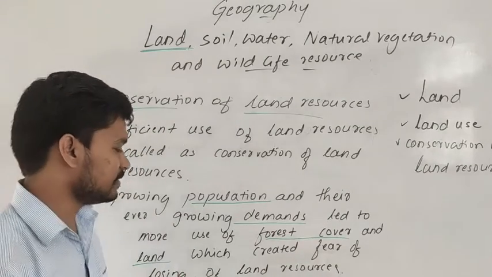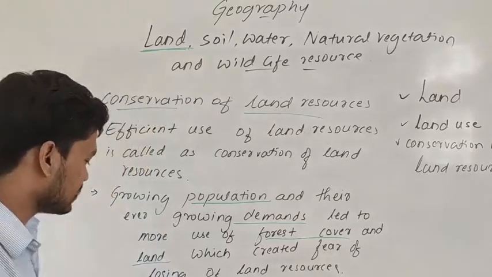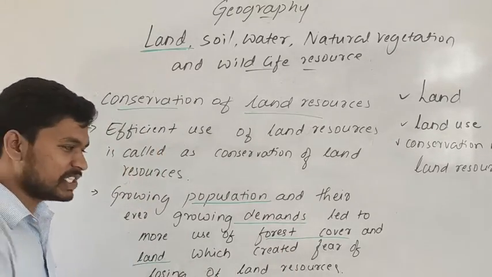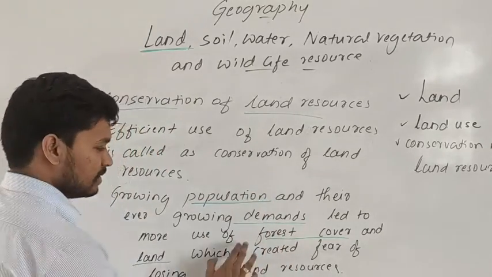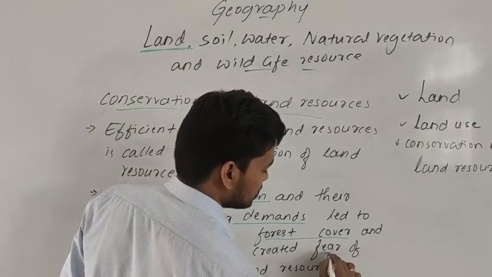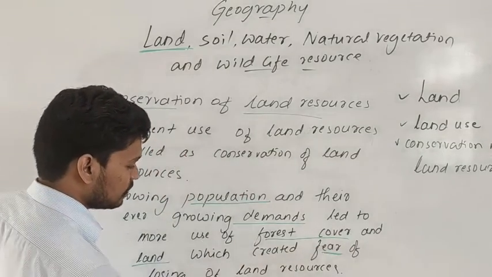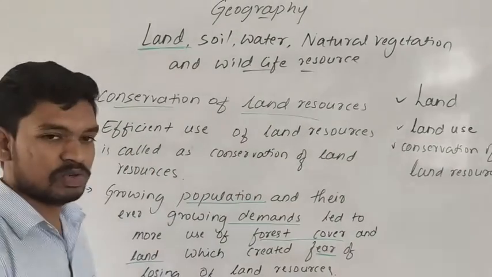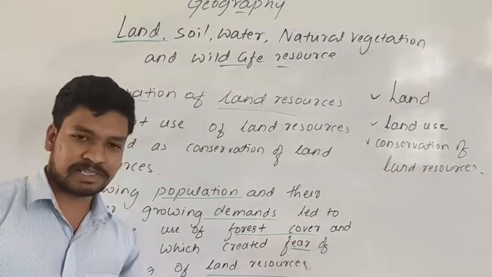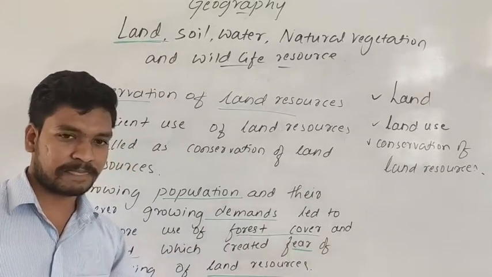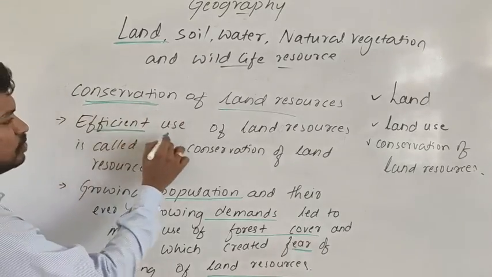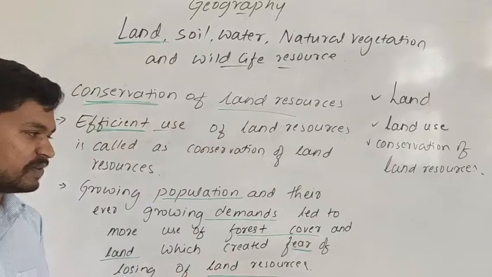land for many other different uses, like pasture land, grazing land. Because of these two things, to satisfy the greediness of a few people, this land is used abundantly. It has created fear in us about losing our land resources. It's our fear. So we need some measures to overcome all this. That is the reason we need conservation. Conservation is nothing but efficient use of land resources, limited use of land resources.